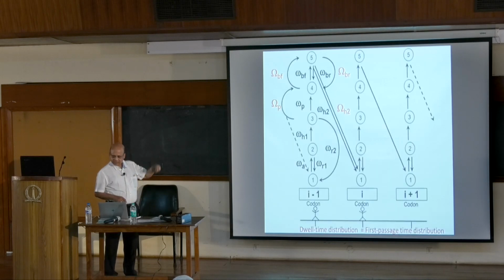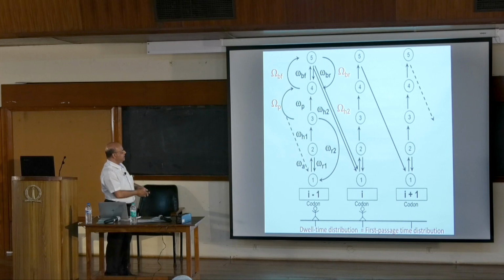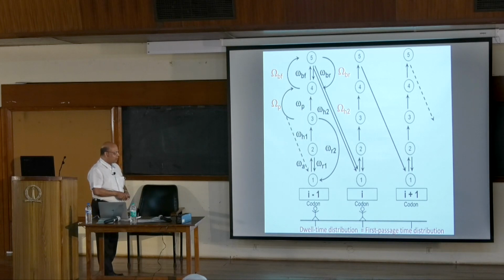So the same cycle is now replotted here. It is the same cycle, but now I am showing you how it moves from one codon, that is one site, to the next, labeled by the integers i minus 1, i plus 1. And what is the dwell time distribution? You start your clock here, and then how much time does it take to reach the next step? This is the time that it has dwelt here. So that is nothing but the first passage time distribution, as I have said.